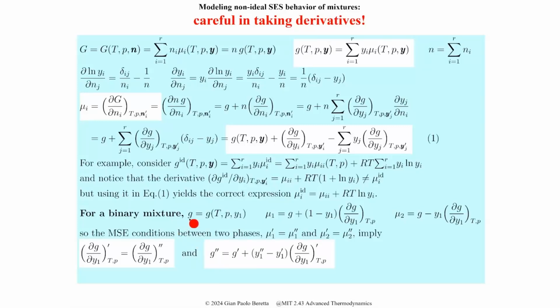For a binary mixture, these are relations that we will need in a few moments. The specific Gibbs free energy is a function of only one mole fraction, of course, because the other is 1 minus y1. The chemical potential, if you use this expression, can be written this way, and for the second component it can be written this way, in terms of the derivative of little g with respect to y. And so, where do we need these two expressions?